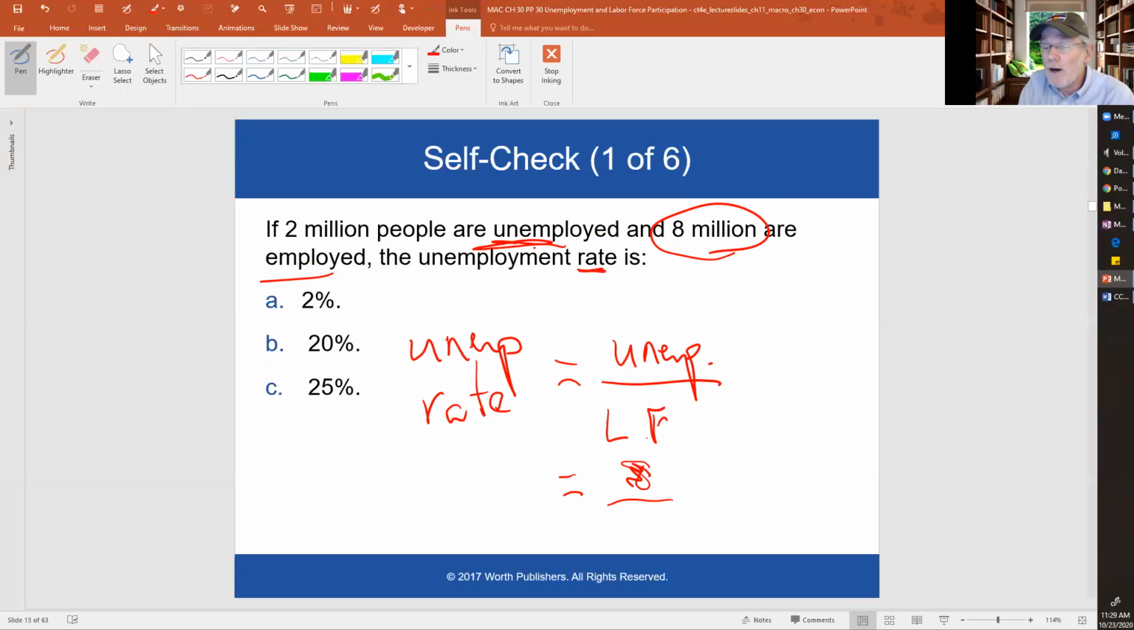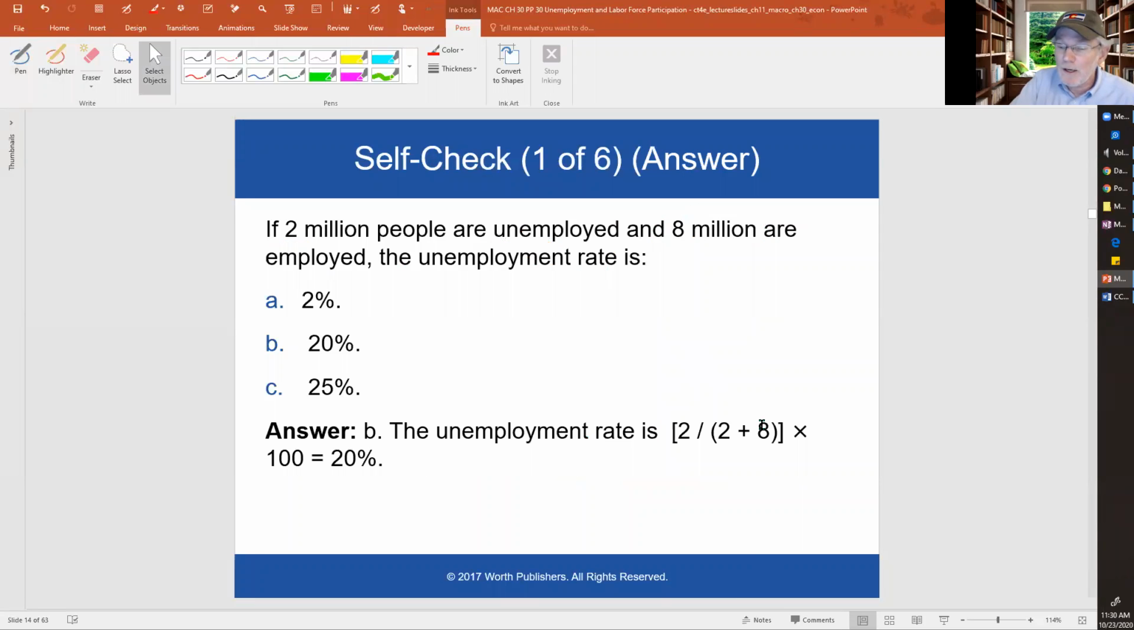2 million who are unemployed. So that's the numerator. And the denominator is the labor force, which is the number of unemployed plus the number who are employed. So that is 2 plus 8. If you multiply that out, you get 2 over 10, which is going to be 20%. I did that right. And I did.